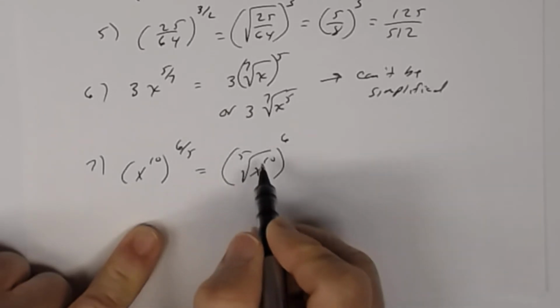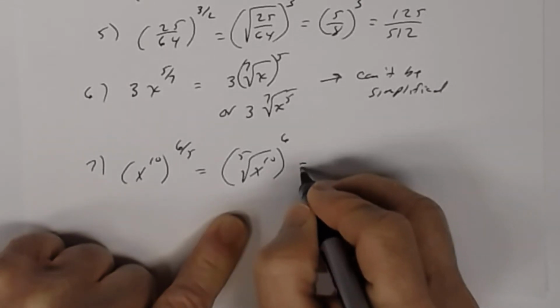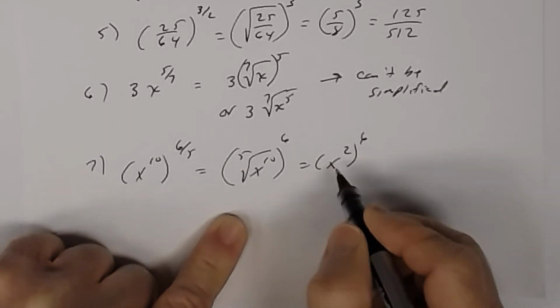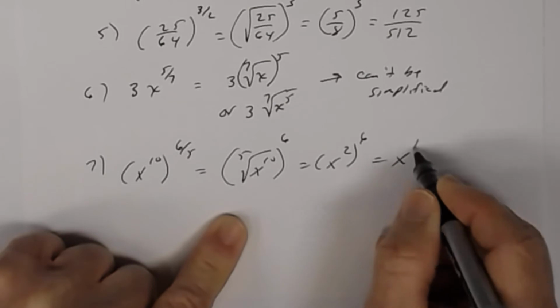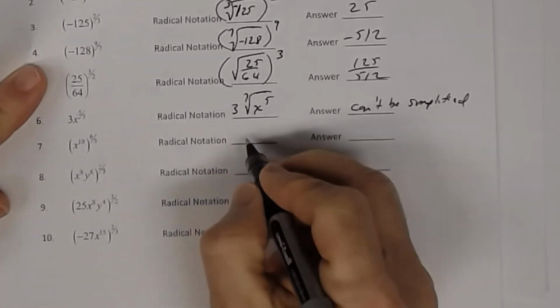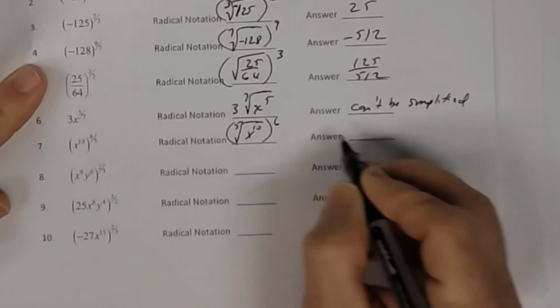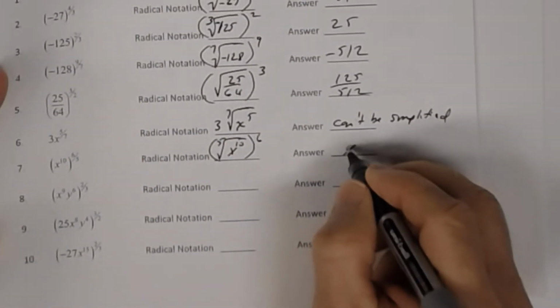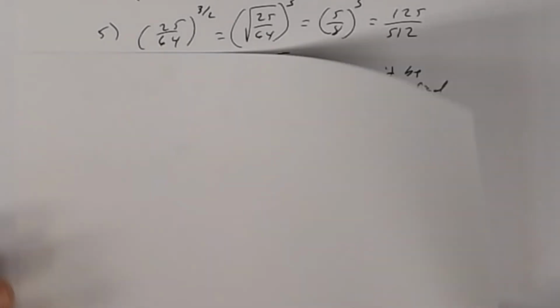Now remember, the 5th root of x to the 10th, you've had many a practice with this. 10 is divisible by 5, so that's x squared. But x squared is being raised to the 6th power, right? And so when you have a power raised to a power, you multiply those exponents, that'll be x to the 12th. So the 5th root of x to the 10th, all raised to the 6th power, the answer is x to the 12th. All right, so that's number 7. Okay, let's look at number 8. Going to move this out of the way, and number 8, we have this.